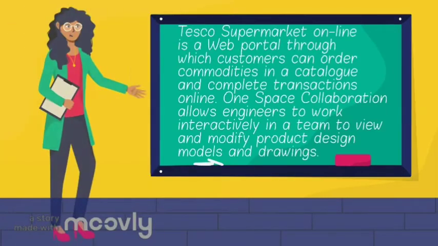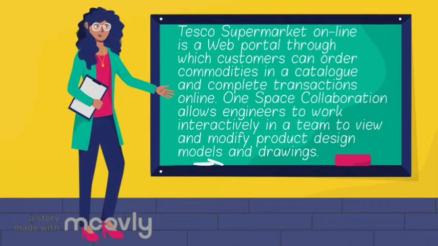Tesco Supermarket Online is a web portal through which customers can order commodities in a catalog and complete transactions online. OneSpace collaboration allows engineers to work interactively in a team to view and modify product design models and drawings.